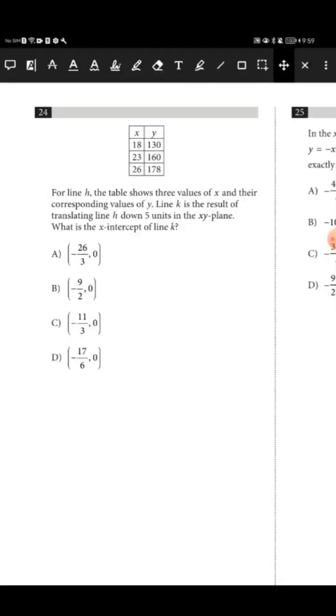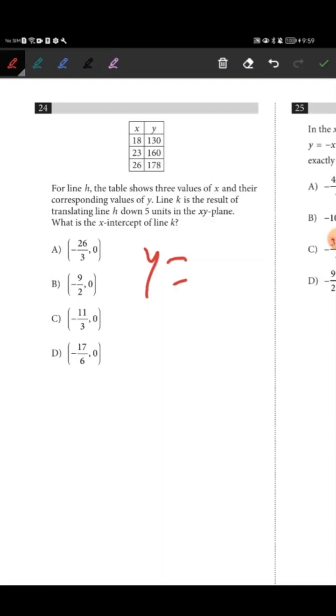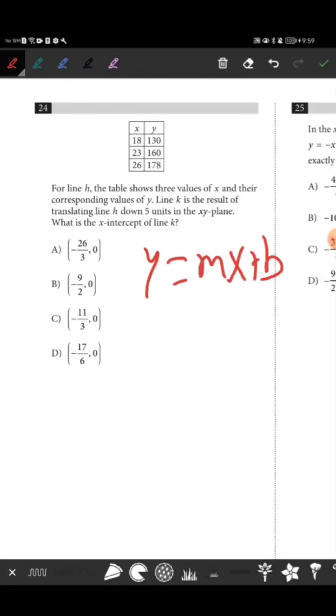So this equation of line H can be written in the slope-intercept form, which is y equals mx plus b, where m is the slope of the line, and b is the y-intercept of this line. It's given that the line H contains the points (18, 130), (23, 160), and (26, 178).